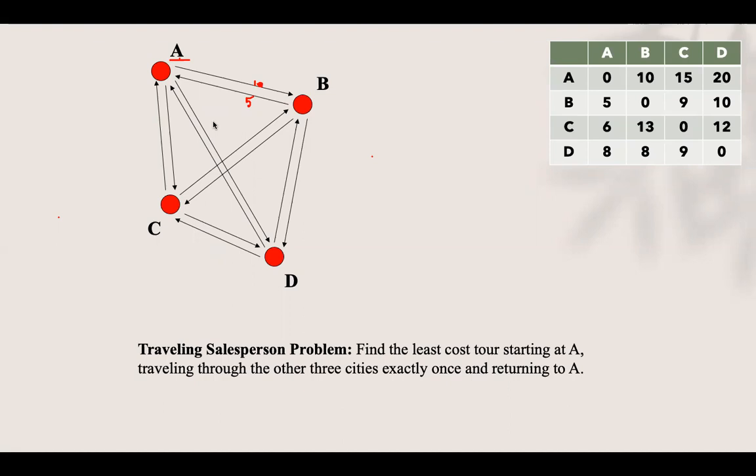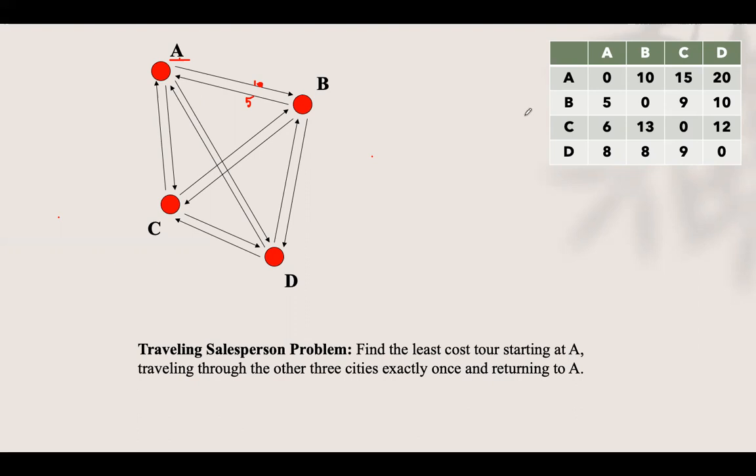in the given graph. Starting from A, you have to go to all the vertices and come back to A itself. Our source vertex may be something else also. They may ask you to find out starting from B to all other vertices and again back to B. So that is traveling salesman problem. You have to find out the minimum cost for the tour.